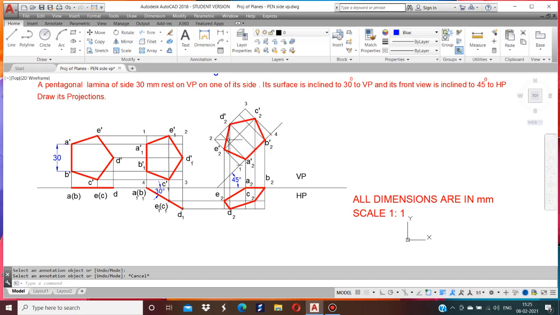Okay, now join all these points by using HB pencil. A2, B2, C2, D2 dash, E2 dash. Okay, therefore we will get an inclined pentagon which is 45 degree to horizontal ground. Now from here draw a vertical line, and here also draw a horizontal line.